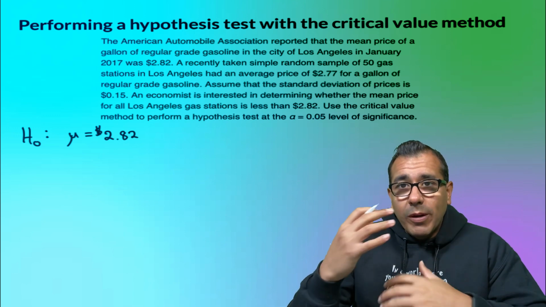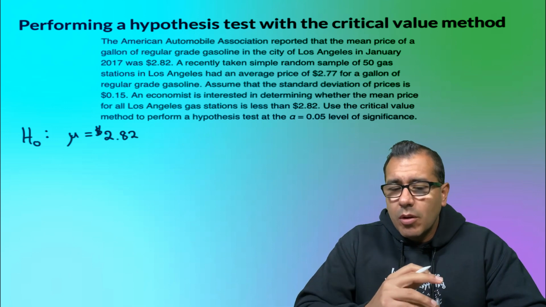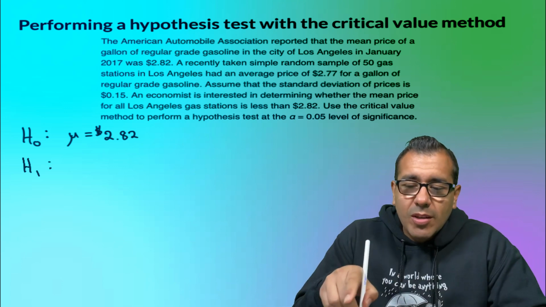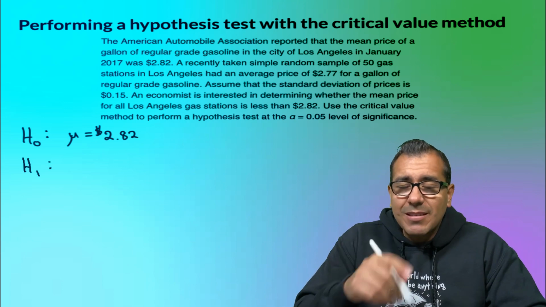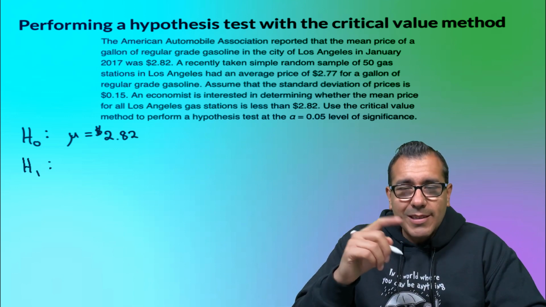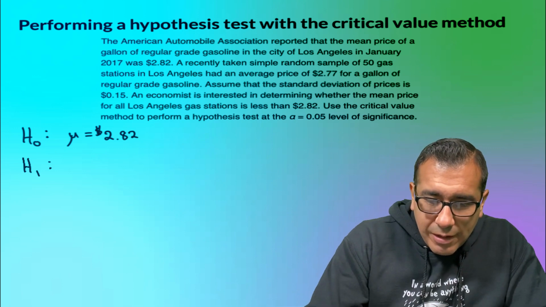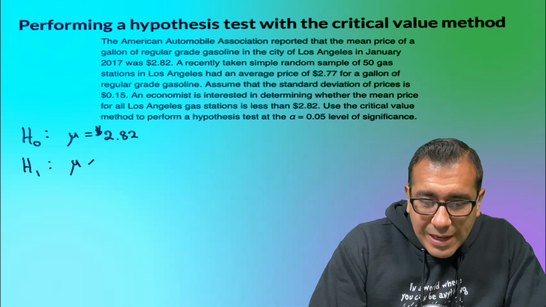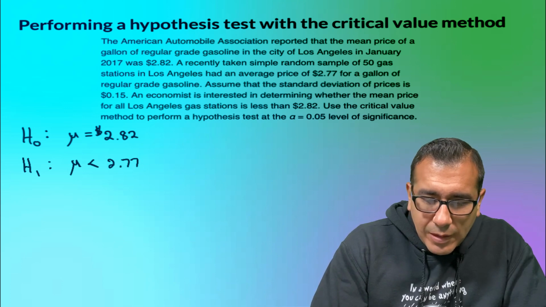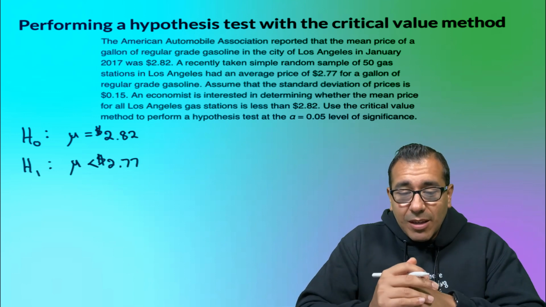But when we took that sample, we saw something that got us thinking. We saw that the average price of that sample was less than $2.82. So we're thinking, maybe the true mean is actually less than $2.82. That's the big question we want to look at: is the true mean less than that?